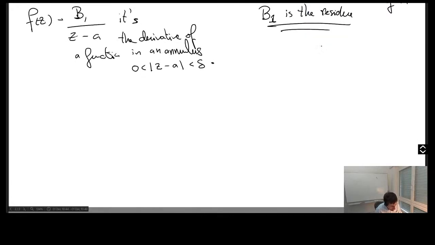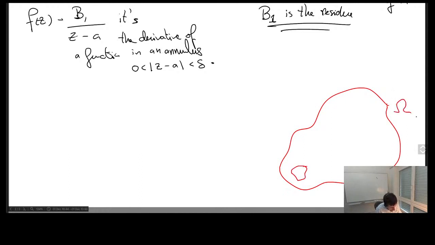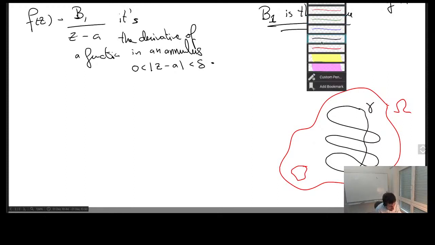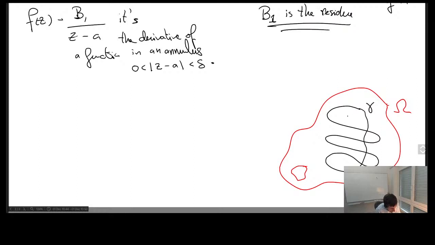The picture to have in mind is this. There's some omega. It's fine if it's simply connected or not, it doesn't matter. And now we have a curve, maybe this, and the curve is homologous to 0 in omega. It doesn't go around the part that's not in omega, that little hole in the bottom. But the function has removable singularities, so the function will have removable singularities, maybe here, here, here, here, here. Sorry, the blue ones, they are removable singularities.